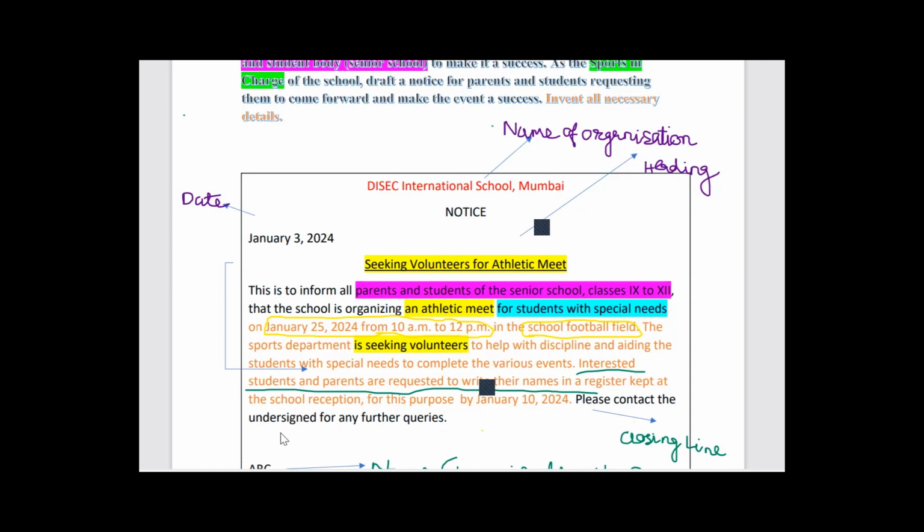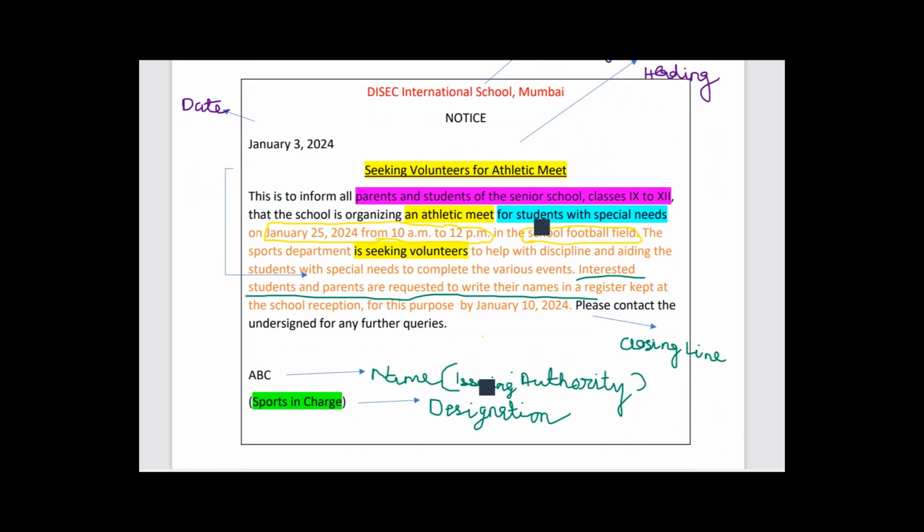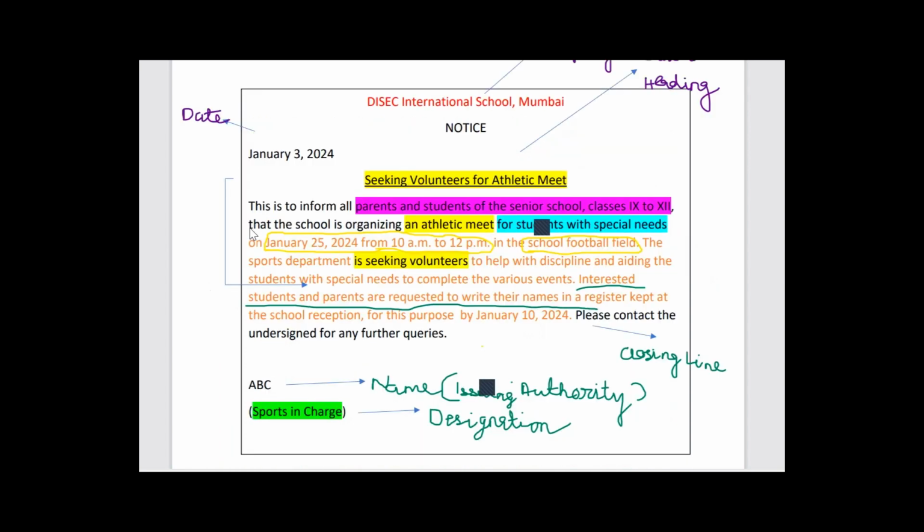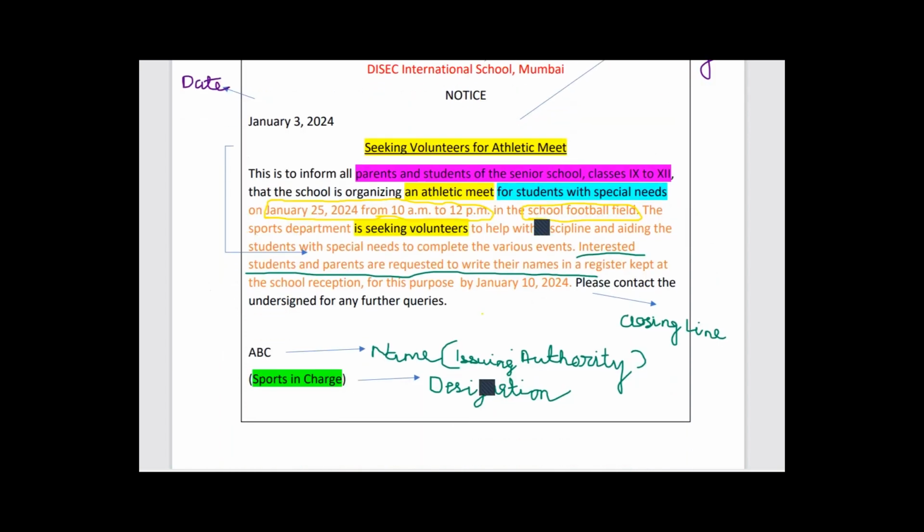You leave a line after that, and what we see is, and let's highlight this once again, you have the name. Now, if you had read the question clearly earlier, it was only said as the sports in charge of the school. Is any kind of name mentioned here? No. So we have the opportunity of either making up a name or using alphabet. So we have used the alphabet A, B, and C to designate the name, which is the issuing authority.